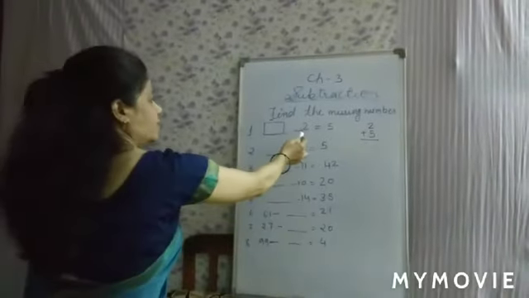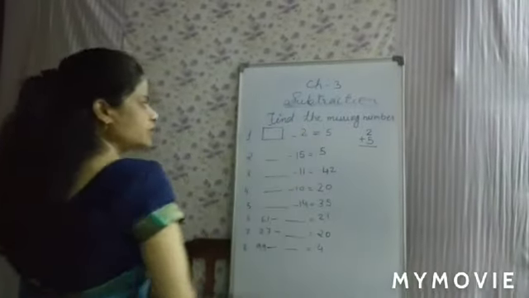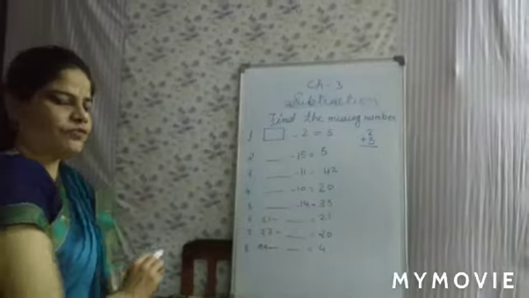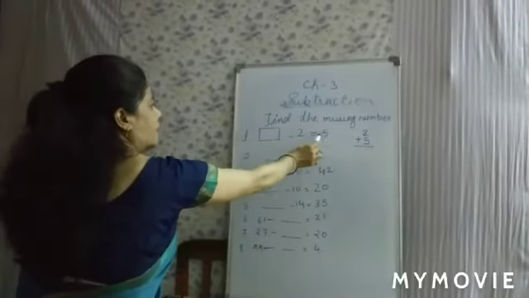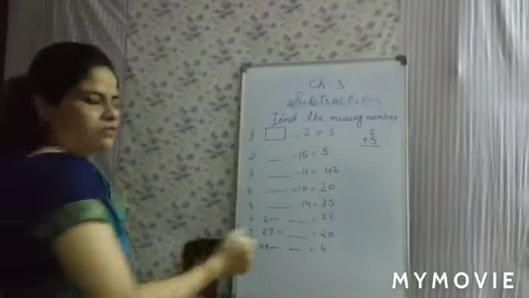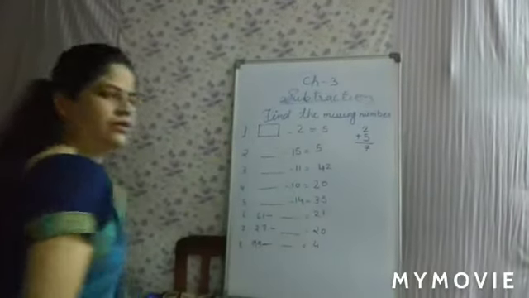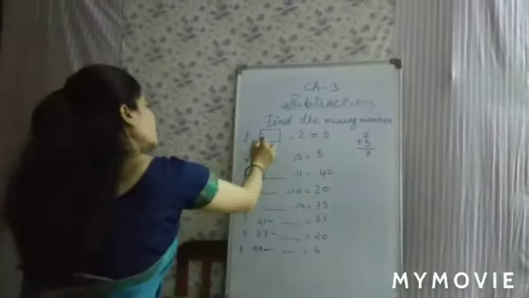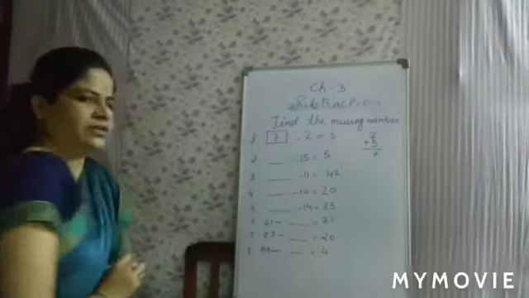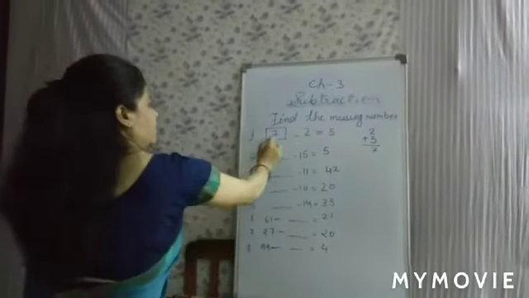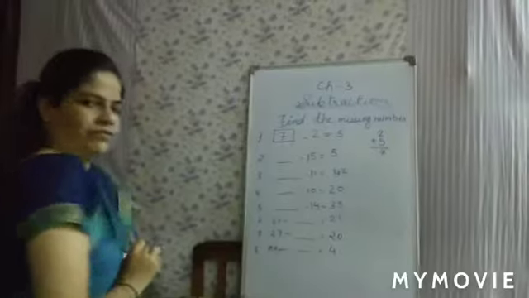Here the smaller number is 2 and the difference is 5. When you have to find the bigger number, you have to add both the numbers. What will you get? 2 plus 5. What will you get here? 7. So the answer will be 7. 7 minus 2 will be 5.